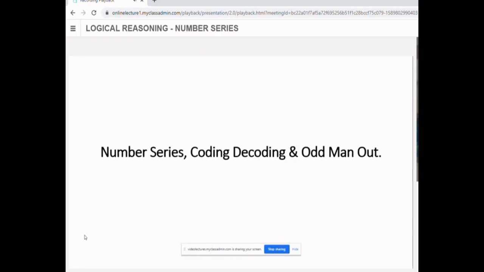Today the topic is number series, coding, decoding. This is a chapter. 3 things come together. Okay, in Foundation they have given it together. In CS they have given it in a different order. That is, they have given it separately. Number series separately, coding, decoding separately, then odd man out separately.